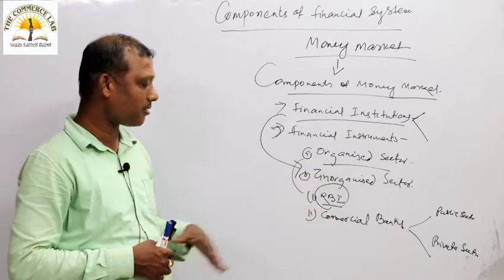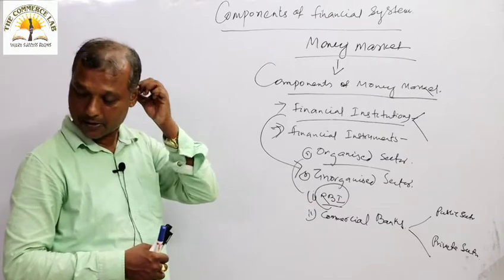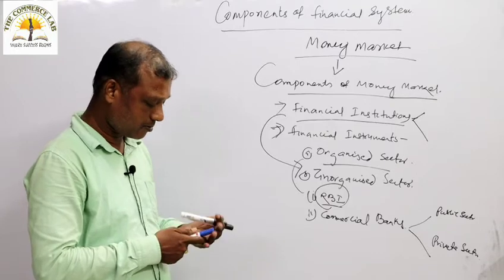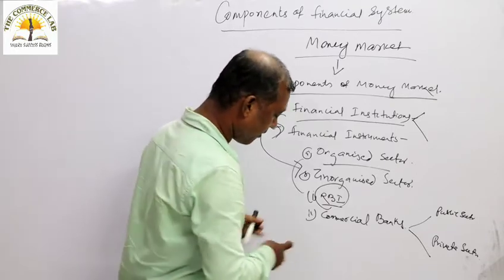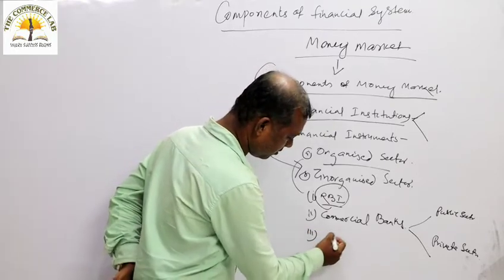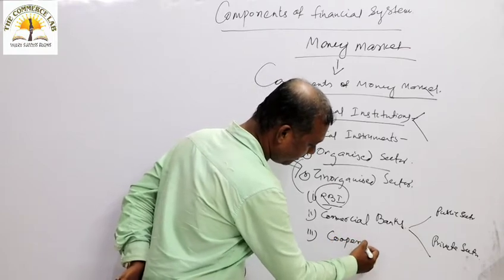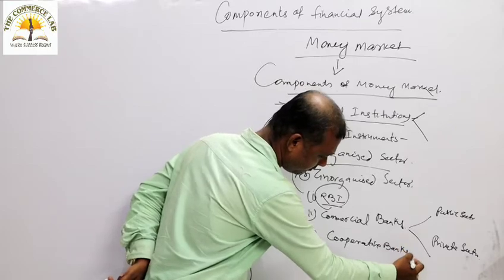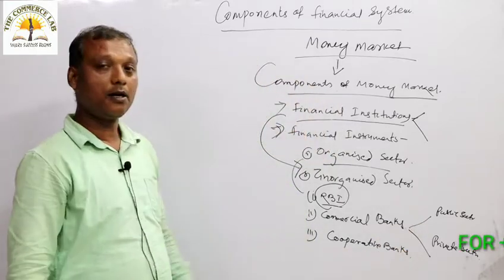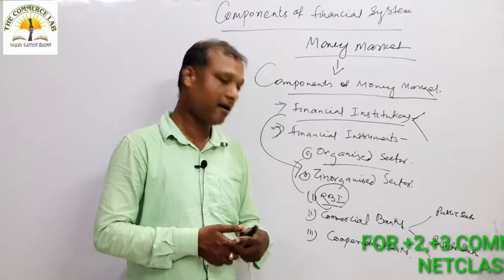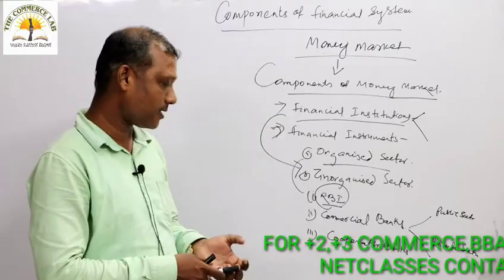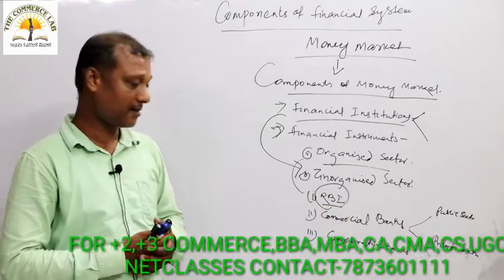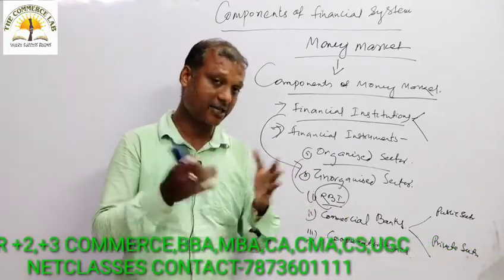So we have discussed the RBI and we have discussed commercial banks. Now we will discuss the third point, that is cooperative banks. Nowadays, on behalf of the Government of India, there are some other banks, which we can say are cooperative banks.